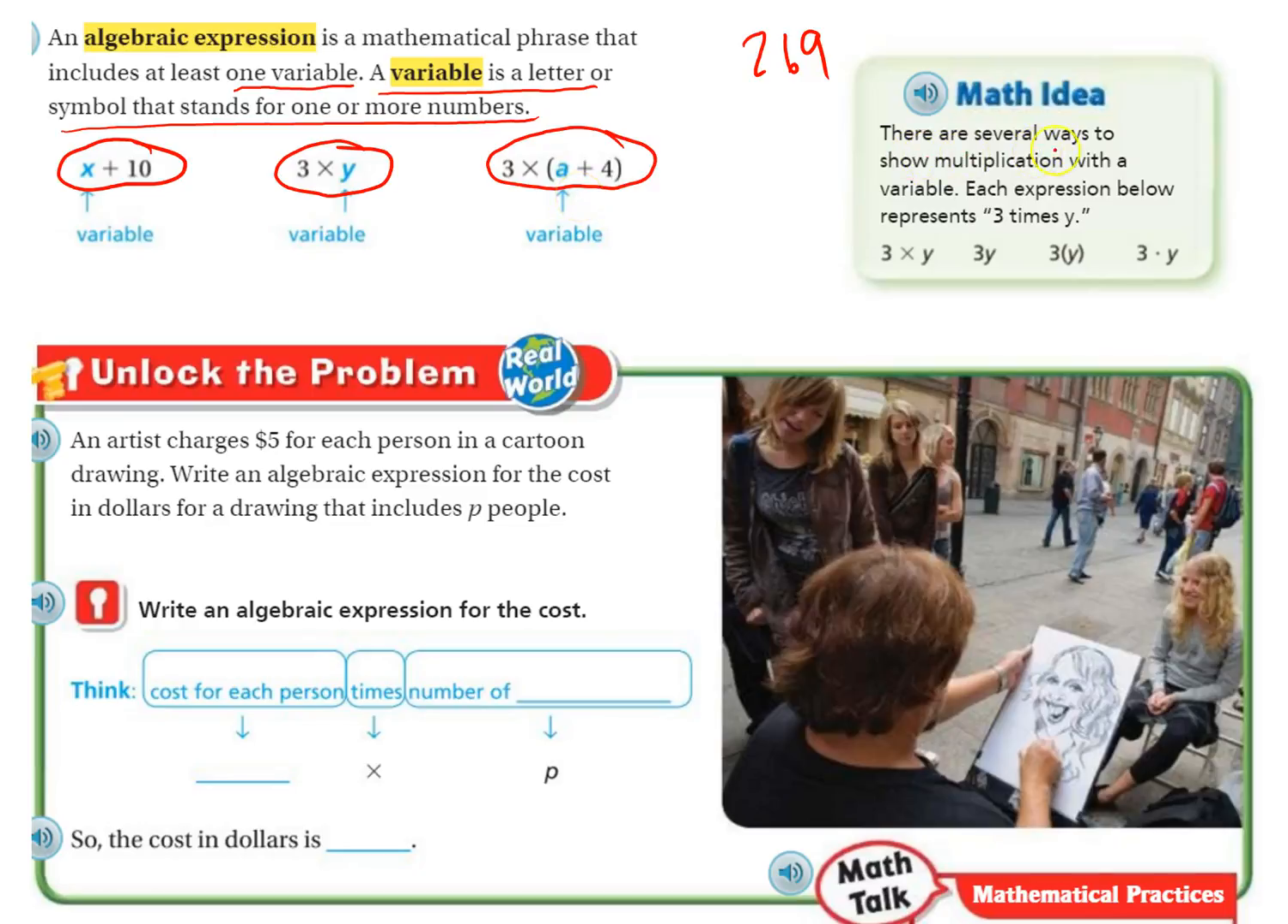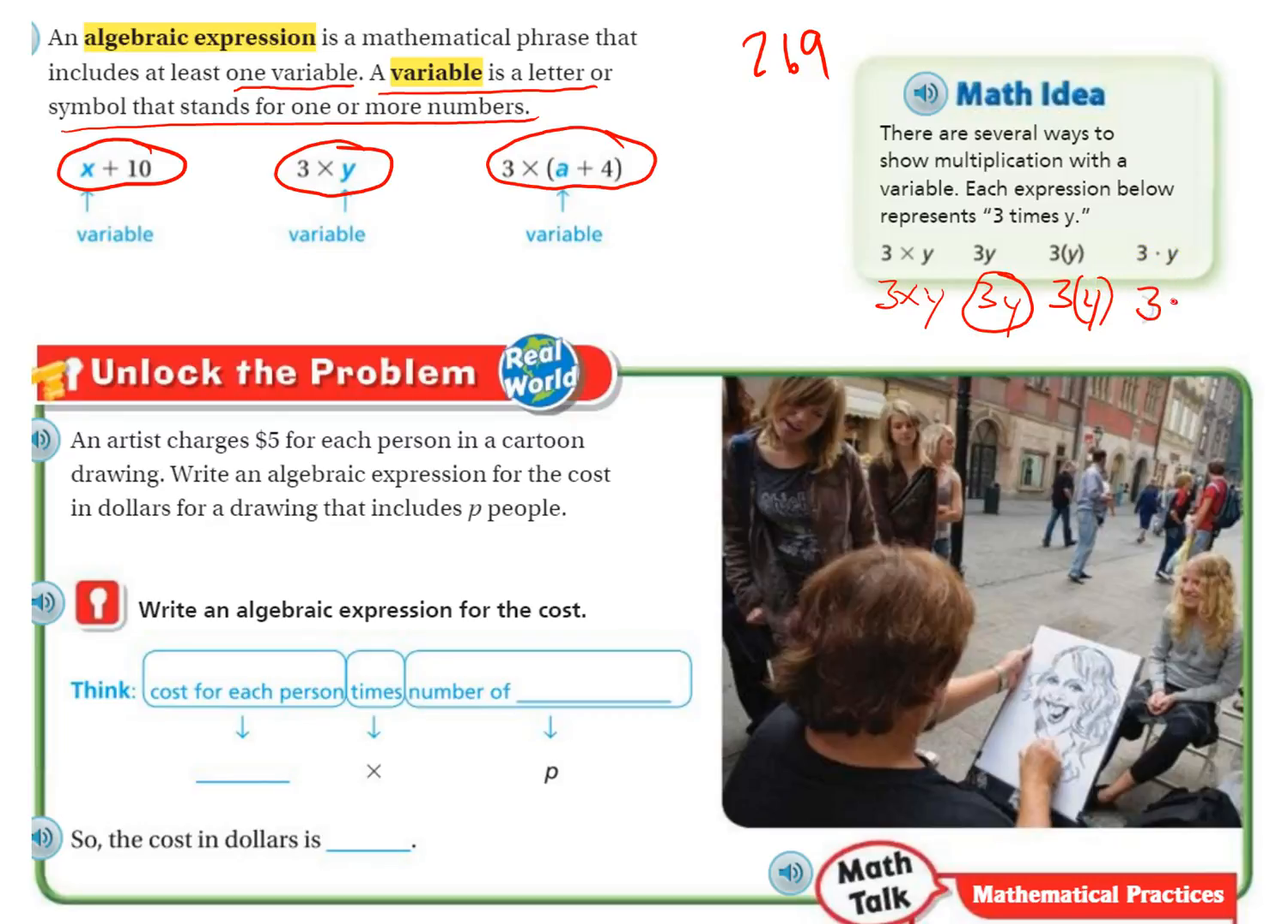Okay. Now there are several ways to show multiplication with a variable. Each expression below represents 3 times y, so you can write it out as 3 times y. 3y, whenever you have a number with a letter right next to it and no symbol in between, the implied symbol is multiplication. Same thing if you have a number or a letter and then parentheses next to it, there's no sign in between, the implied symbol is multiplication.